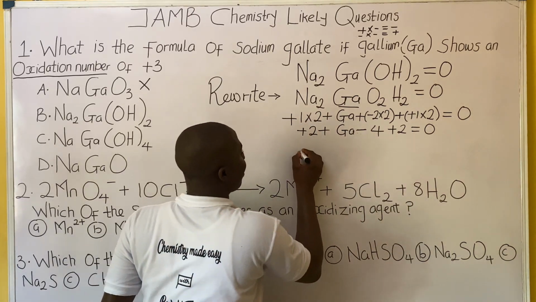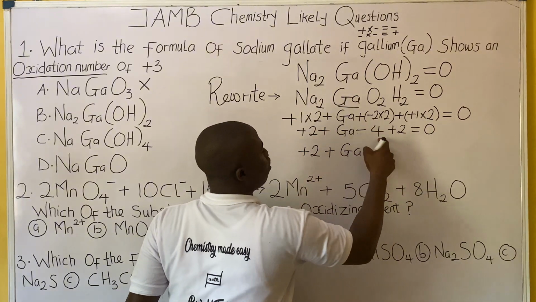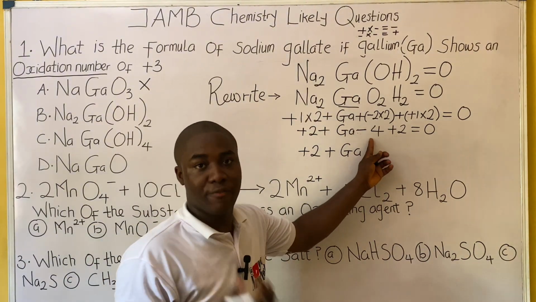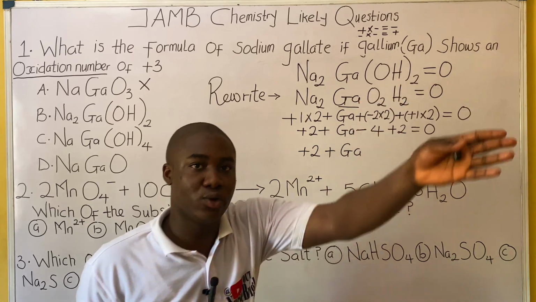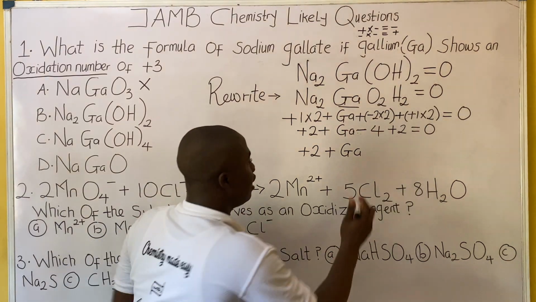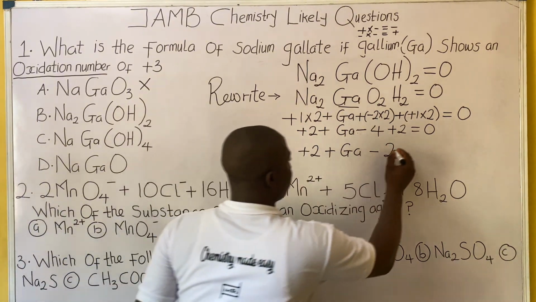Very simple. We are going to write something like plus 2 again, plus gallium, minus 4 plus 2, minus 4 plus 2. You are owing somebody 4 naira, you have 2 naira. When you pay the 2 naira, how much are you still owing the person? You are still owing the person 2 naira, so then it's still going to be minus 2. Do you understand? It's equal to 0.